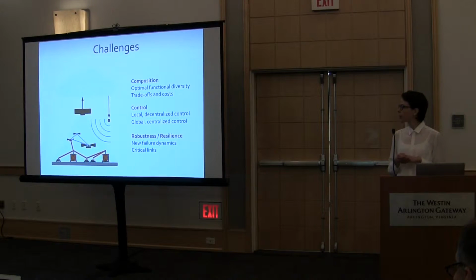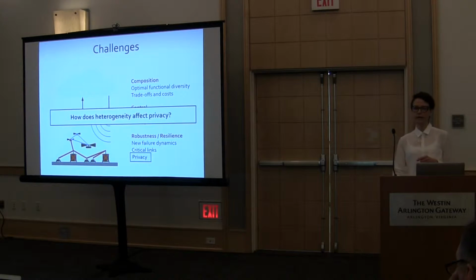vulnerabilities? So what kind of vulnerabilities do I actually mean here? For example, let's assume we have a very important robot type, and that robot type is threatened. So the question of how to protect our systems from those kinds of vulnerabilities really amounts to the question of how do we conceal which robots are important in our system. And I would argue that this is a question of privacy. So what I want to talk about today is how does heterogeneity affect privacy?